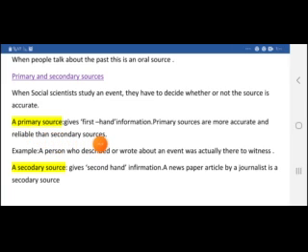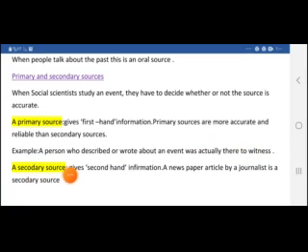Then secondary sources. Can we give an example? Yes. If a person who described or wrote about an event was actually there to witness, someone who saw what happened and now he is writing about it or describing it, that person is a primary source because he already witnessed and saw what happened and then started to describe or tell about it.